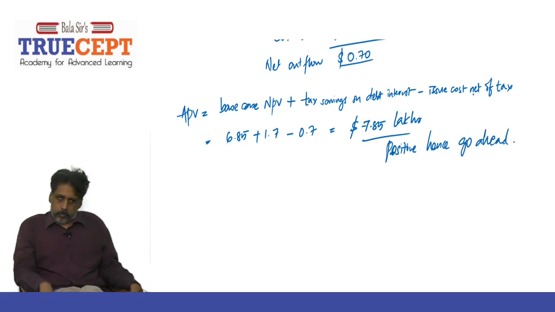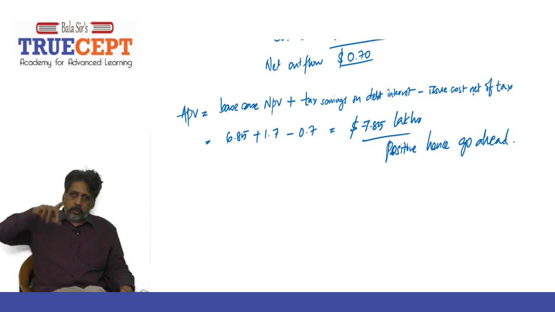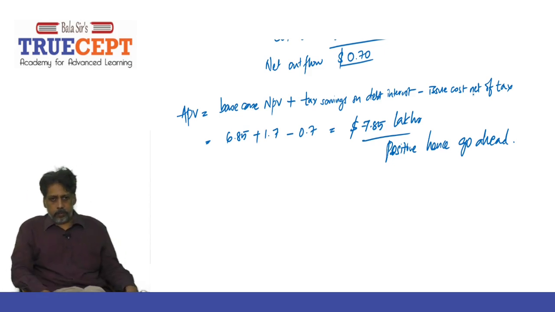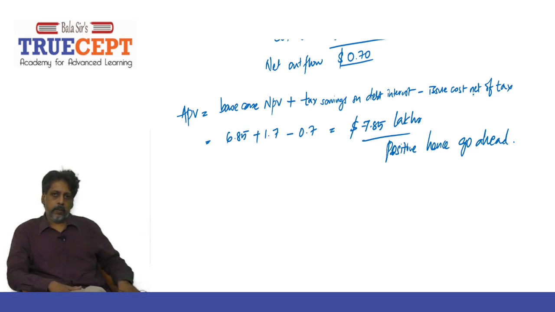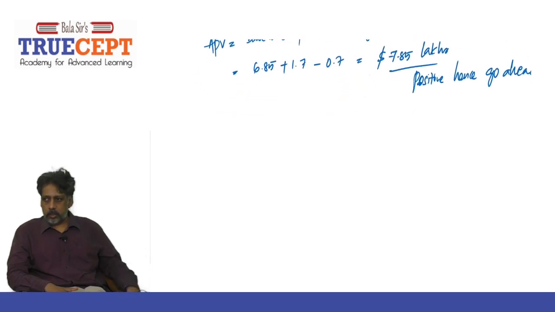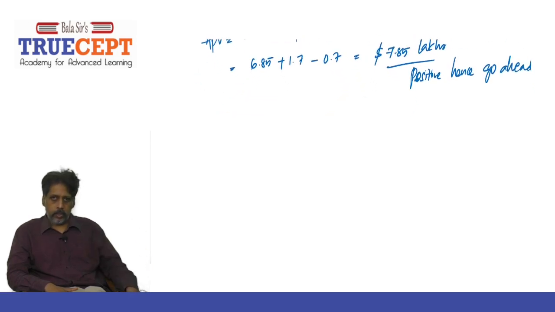Now guys, in case you have a doubt: sir, what about the loan repaid every year? 3 lakh as an outflow, right? And what about the interest I pay every year, that's an outflow, right? So don't bother. I'll tell you why.